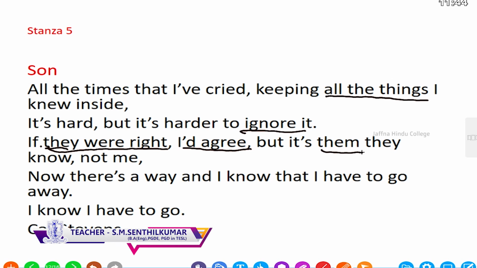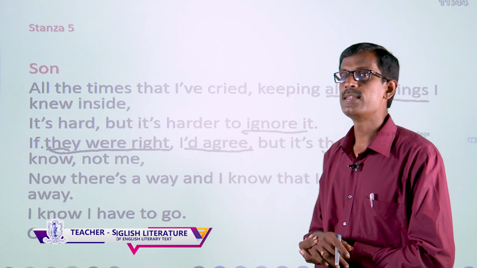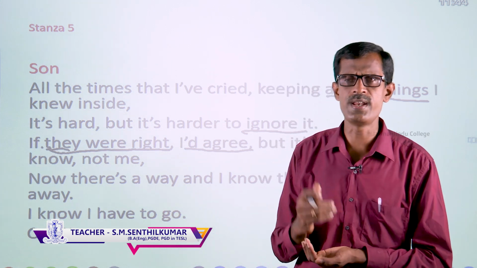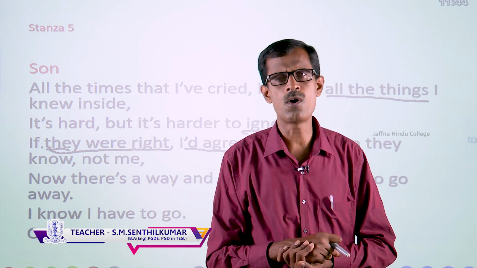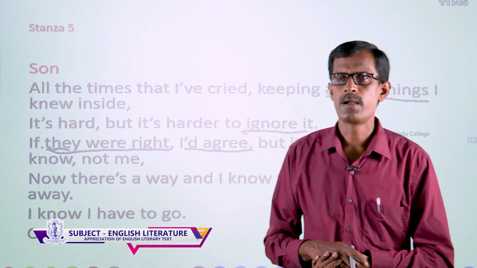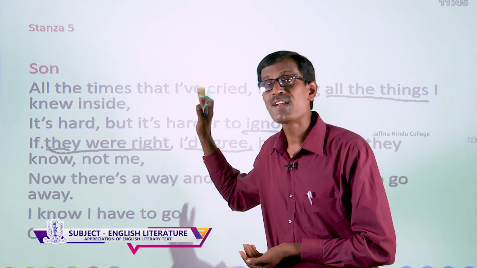Now there is a way, and I know that I have to go away. Now there is a way, very confident, repetition is there. I know I have to go. This is the last stanza, with repetition. So the son is very confident, ready to leave home. Is it okay? So this is the overall paraphrasing of the poem.